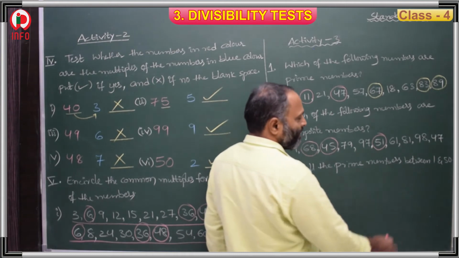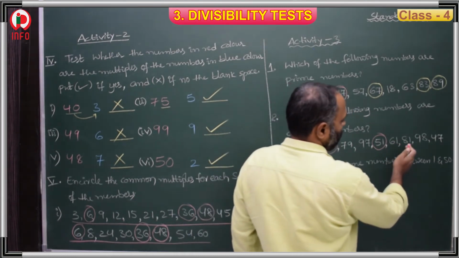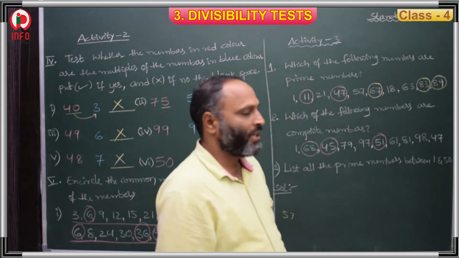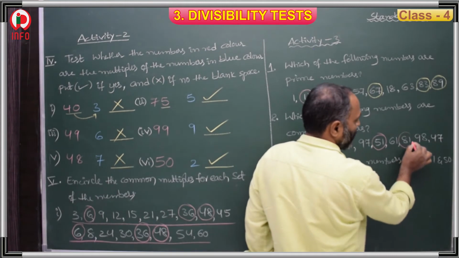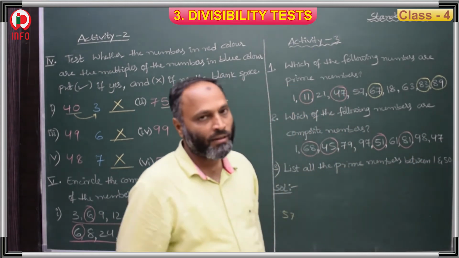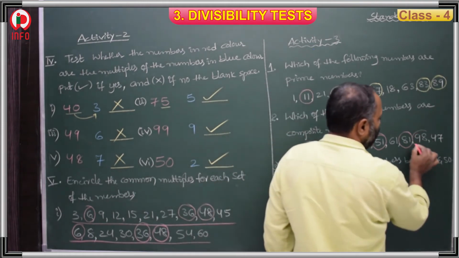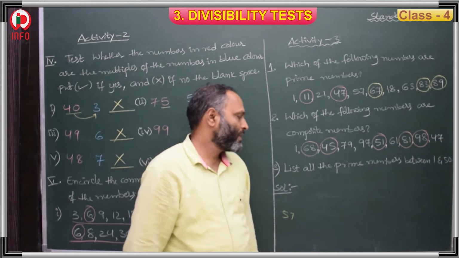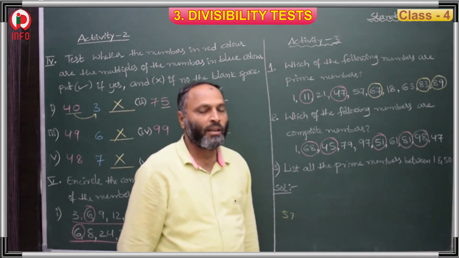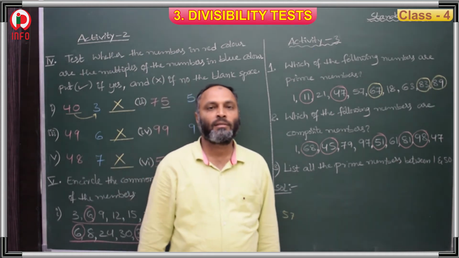Then 61 is a prime number. 81 is not a prime number. 9 9s are 81, and it will also divide in the 3 table. Then 98 is a composite number. So all these are composite numbers.